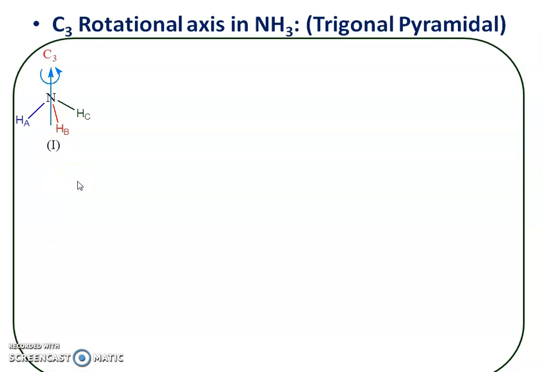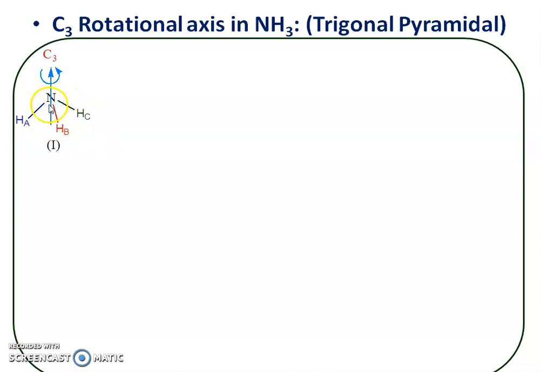Now consider this axis which is passing through nitrogen. Now 3 hydrogen atoms are represented by A, B and C. Just to recognize each hydrogen atom, these are labeled as A, B and C. One is highlighted with blue color, other is with red color, and third hydrogen is highlighted with green color.